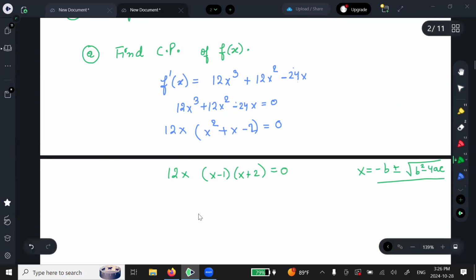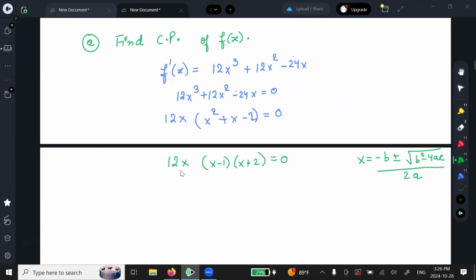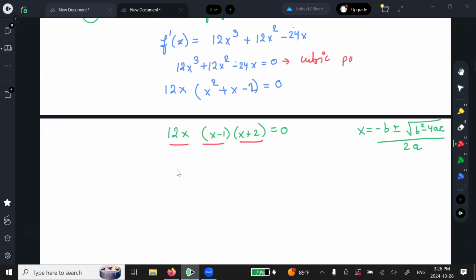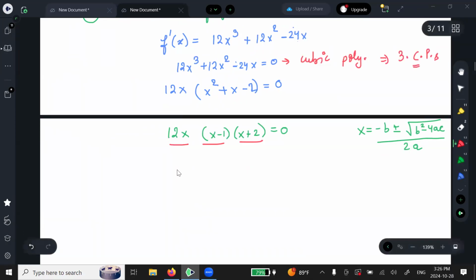Now, I will not give you the quadratic formula in the exam, so you have to memorize this one too. So I've got 3 factors, right? Look, I have a cubic polynomial, so I should have 3 critical points. So I got 3 critical points.